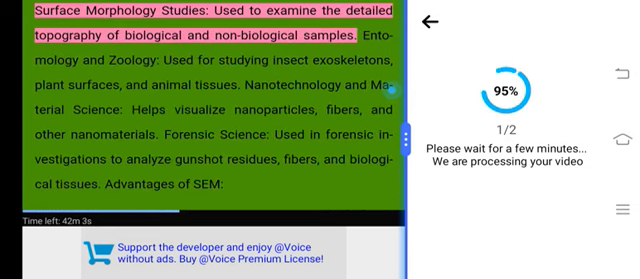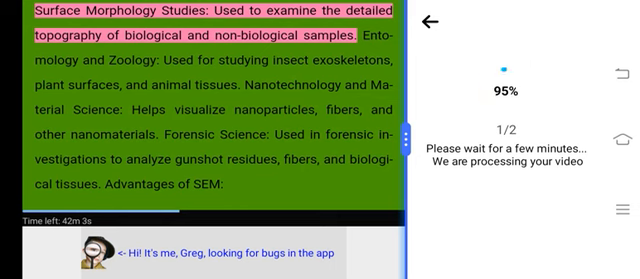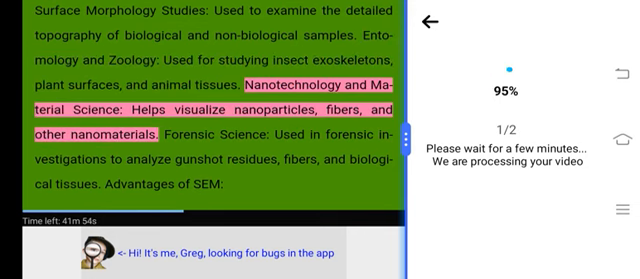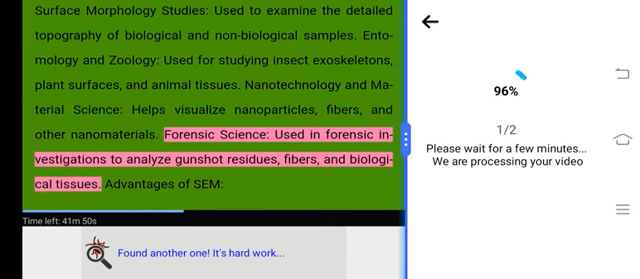Surface morphology studies, used to examine the detailed topography of biological and non-biological samples. Entomology and zoology, used for studying insect exoskeletons, plant surfaces, and animal tissues. Nanotechnology and material science, helps visualize nanoparticles, fibers, and other nanomaterials. Forensic science, used in forensic investigations to analyze gunshot residues, fibers, and biological tissues.